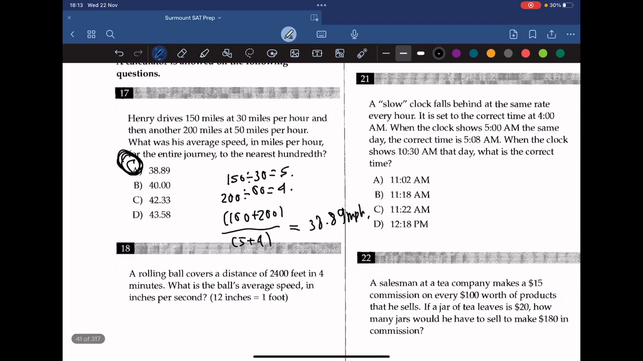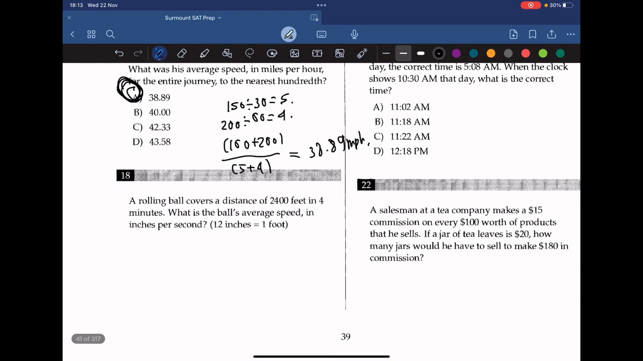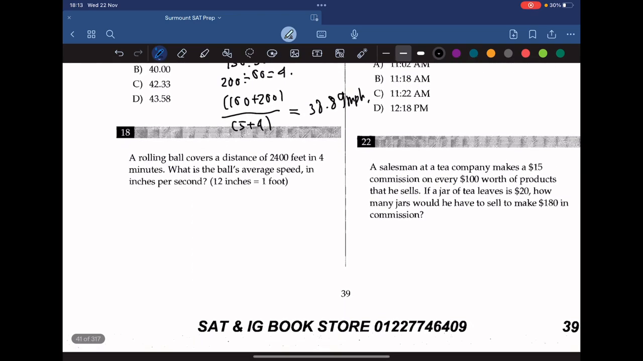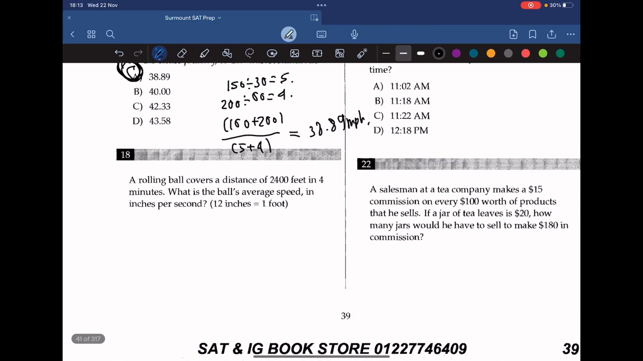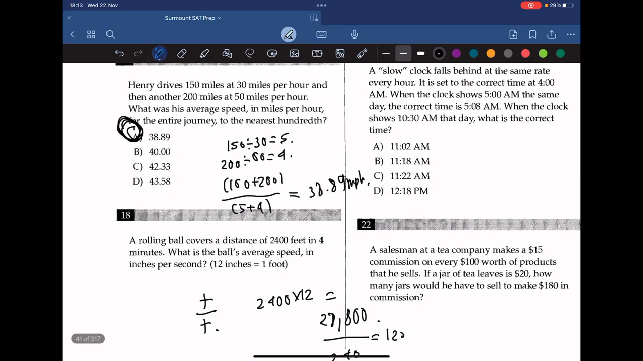Alright, a rolling ball covers a distance of 2,400 feet in 4 minutes. What is the ball's average speed in inches per second? So the average speed is just total distance over total time, right? And the total distance was 2,400 times 12, which is 28,800. And the total time was 4 times 60, which is 240. So we divide 28,800 over 240, which would give us 120 inches per second. So that's the correct answer.